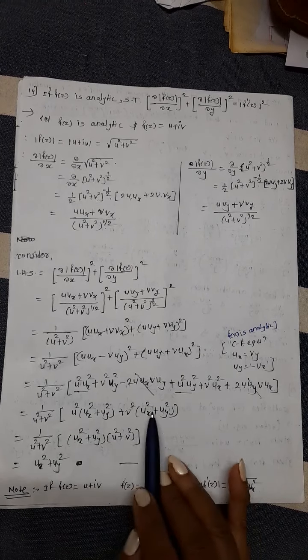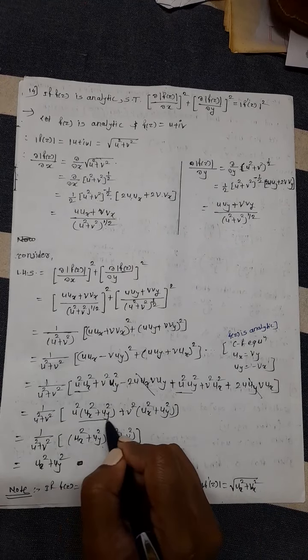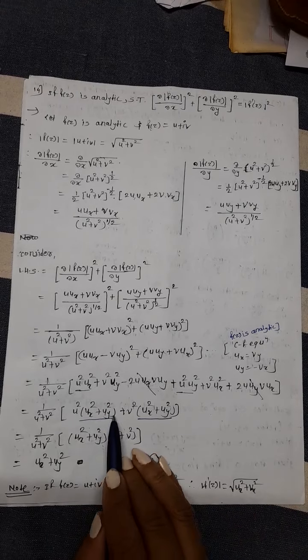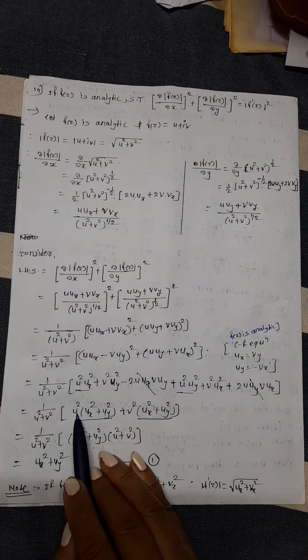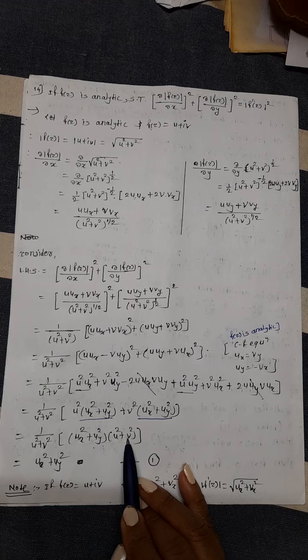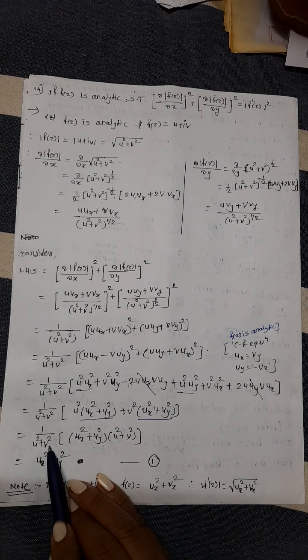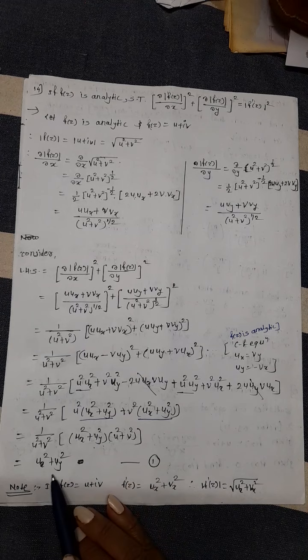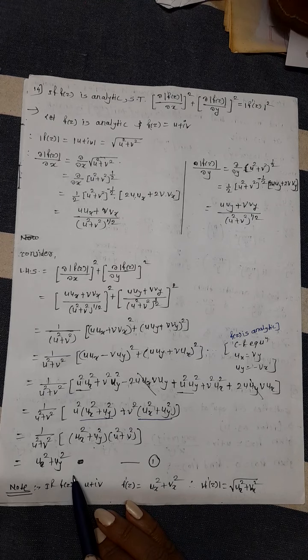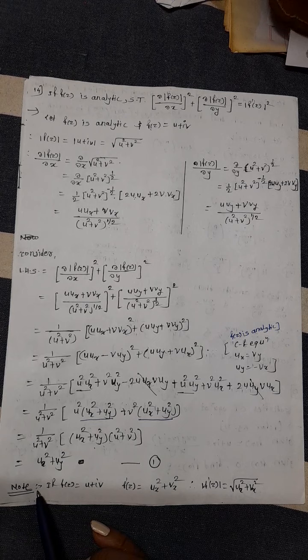Now again from these two terms, this bracket is common: ux square plus uy square is common. The remaining bracket is u square plus v square, and this u square plus v square gets cancelled. The final answer is ux square plus uy square. Okay. Now write down this note first.